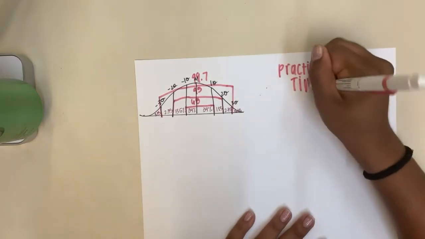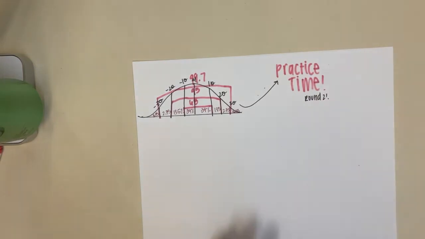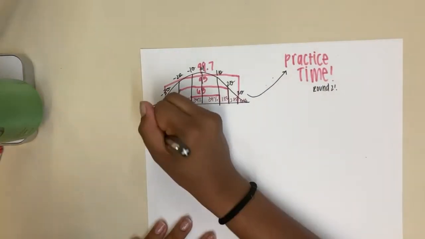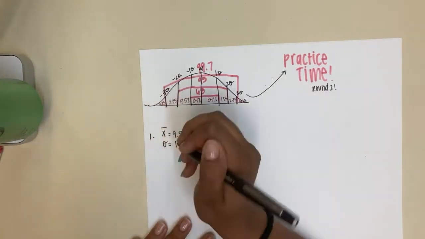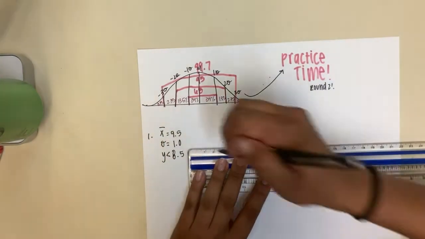Question 1. Assume the mean weight of a pineapple is 9.5 grams and the weights are normally distributed with a standard deviation of 1 gram. Without using a calculator, estimate the percentage of pineapples that weigh 8.5 grams or less. Now to do this, we need to split our curve up even more.